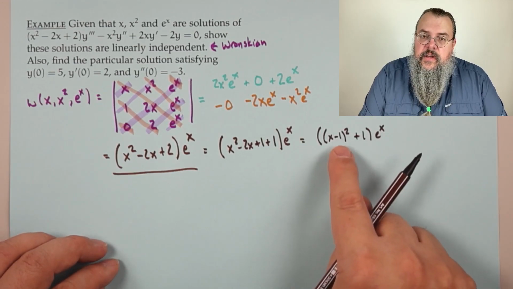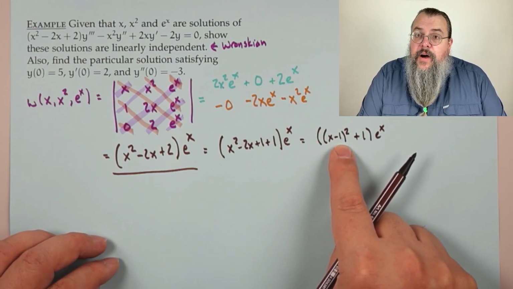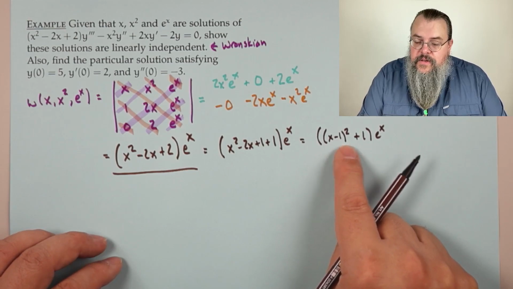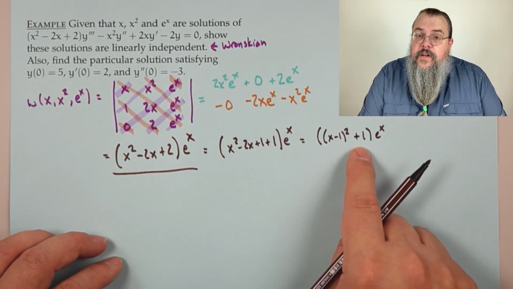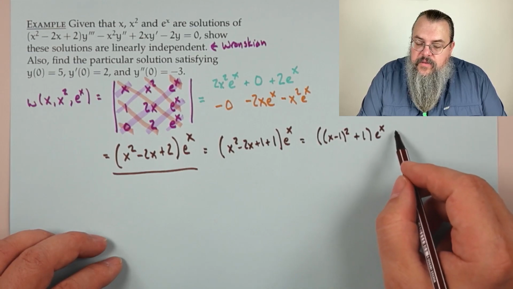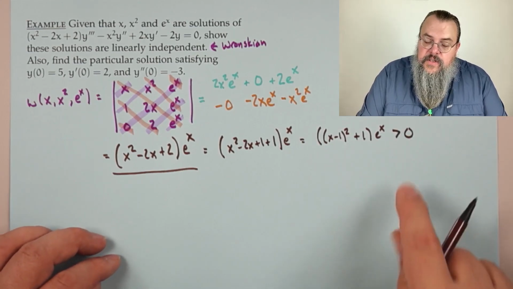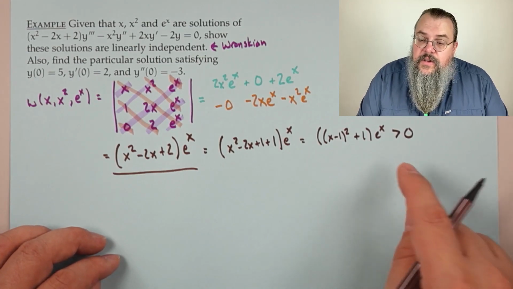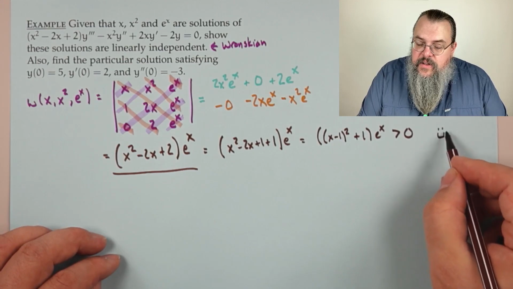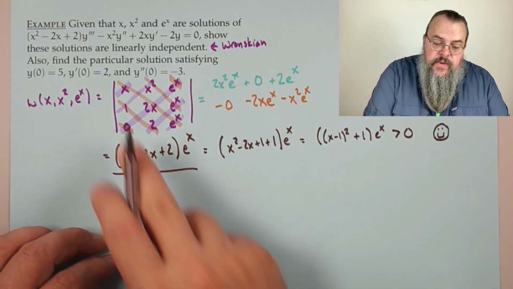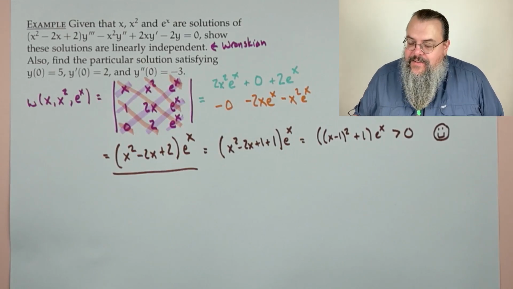And now I say, look, I square it, that's always going to be greater than or equal to 0. Add 1, great. So this is always at least 1, and e to the x is positive. So this is always positive. And so, since it's not 0, then we know they're linearly independent. All right, good. So this is our verification for linear independence. All right, so that step is done.